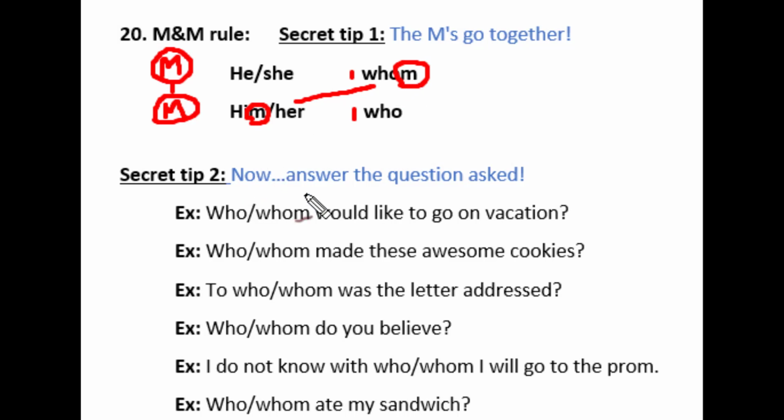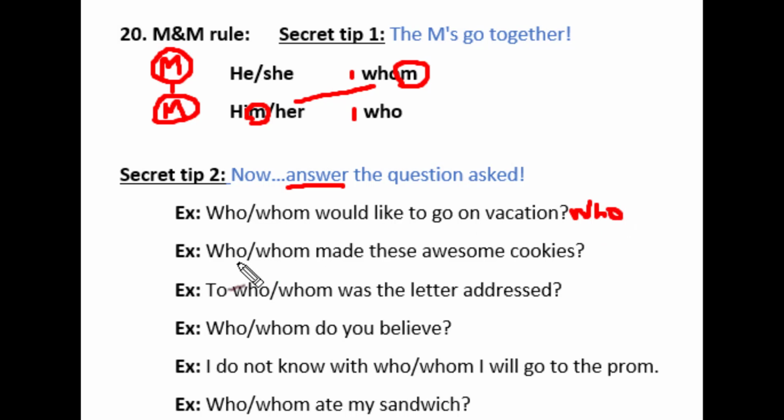Secret tip number 2, what we're going to do now is we're going to take a look at the example and then try and answer the question that's asked. All right, we're going to use he, she, and then just remember the M&M rules attached to that. All right, whom would like to go on vacation? He would like to go on vacation, or she would like to go on vacation. When we do that, you see he, she is going to lead us back to who. Makes sense?